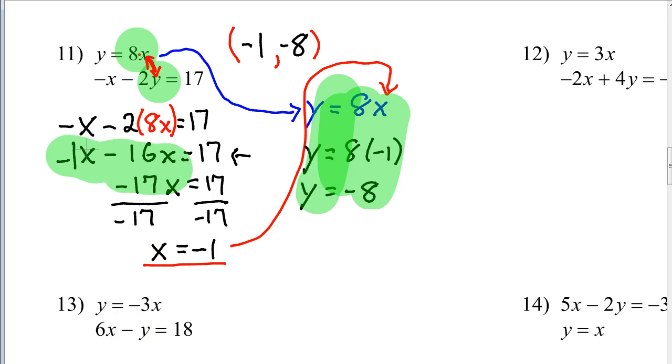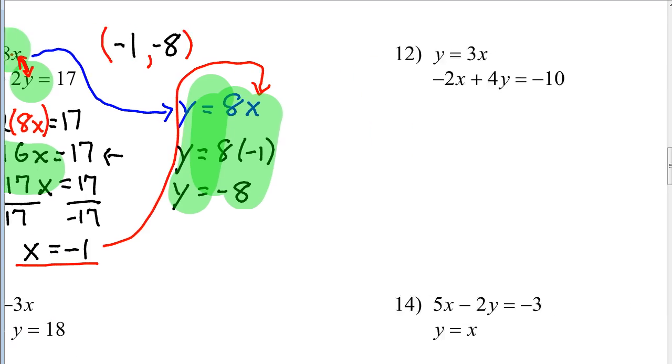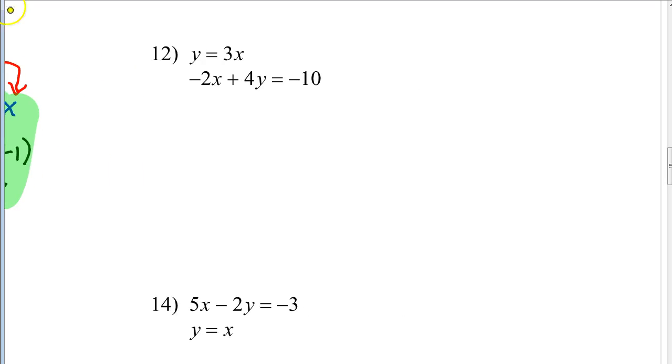So let's do a few more. If you got it already, just feel free to go ahead and work quietly, but I'll just do a few more. 3x. Substitute in for y.